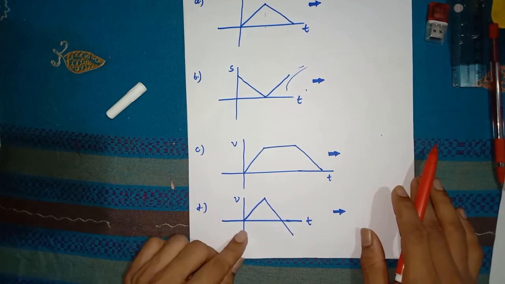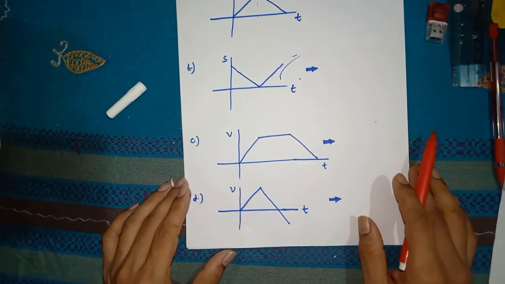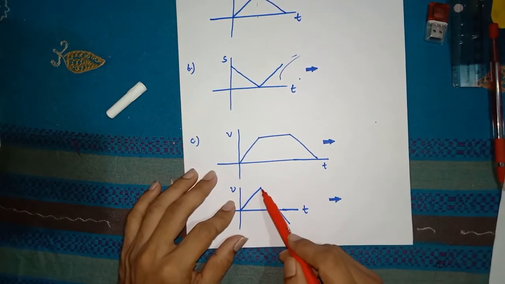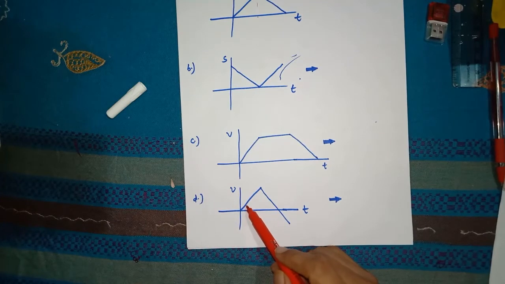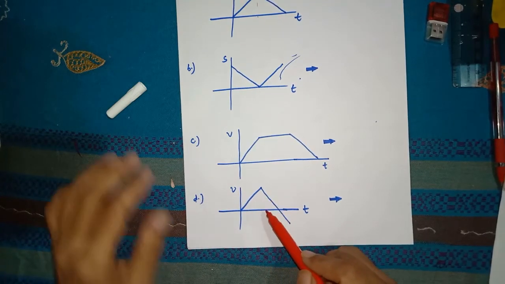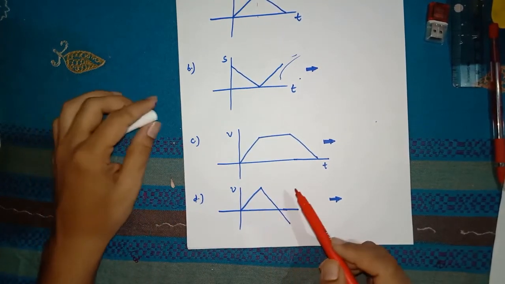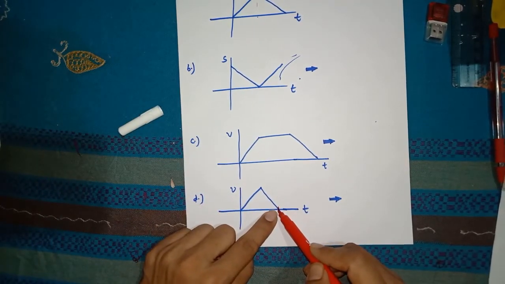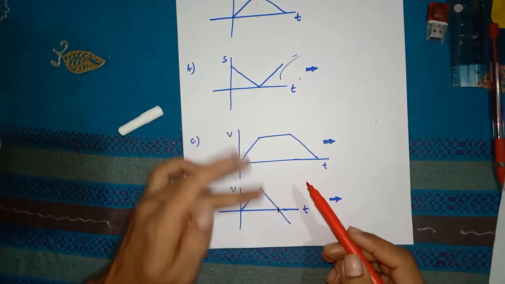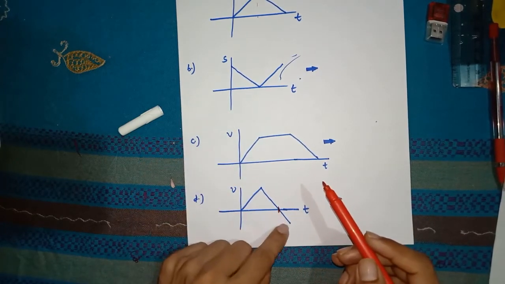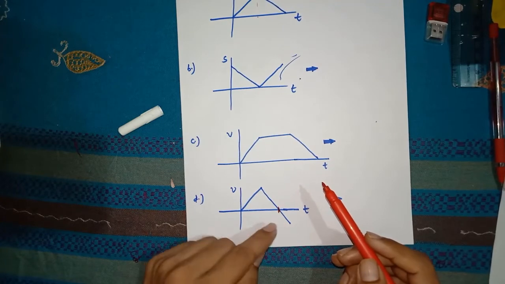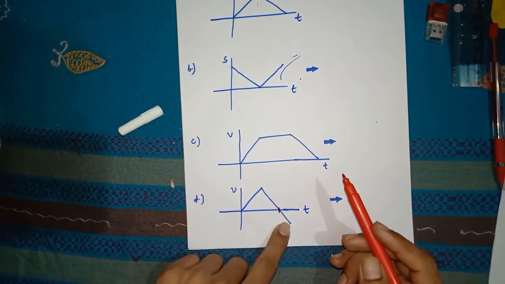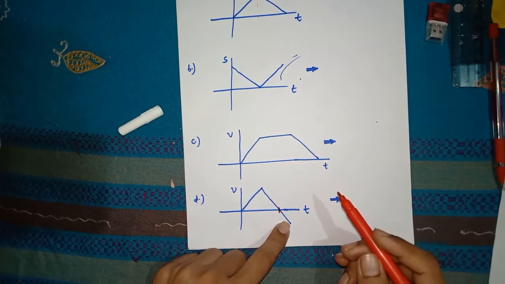Now, this is a very interesting situation. As time passes, velocity increases from zero, and when it reaches the maximum speed, it decreases until this time in the same direction, because it is above the time axis. But this graph is below the time axis. That means the direction is reversed, and the velocity is increased again in that direction. Have you got my point?